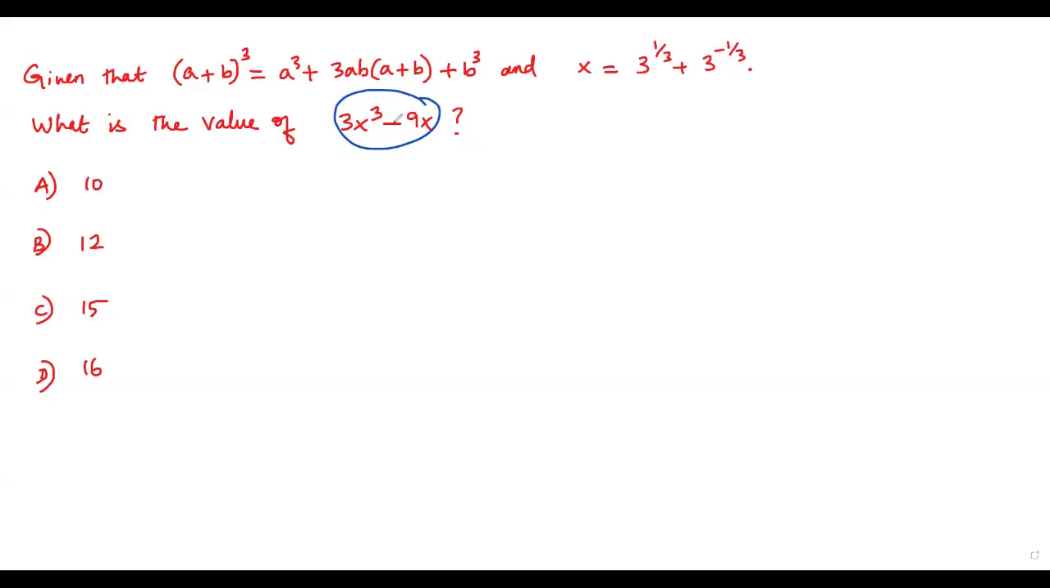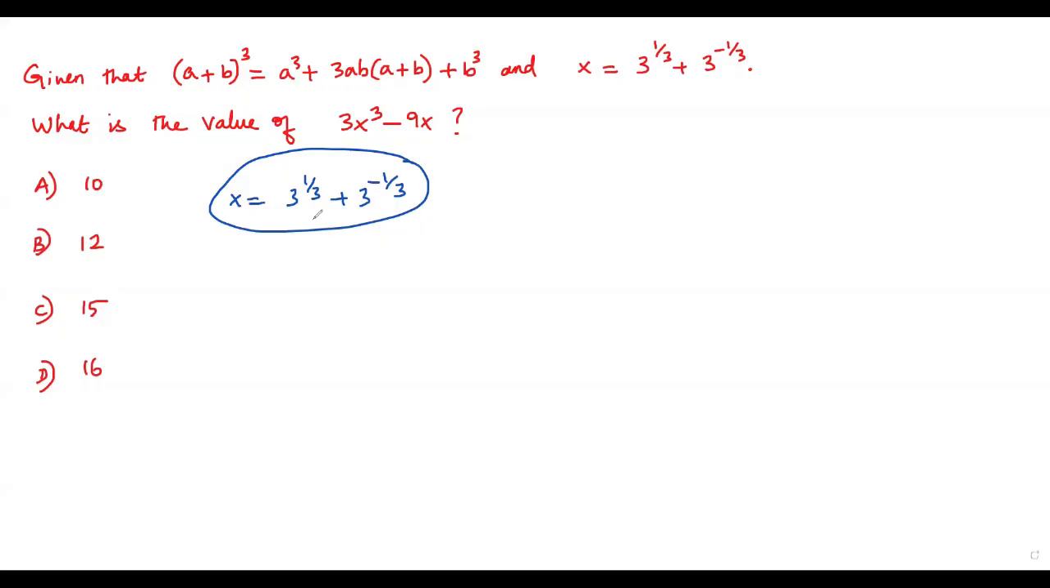When you look at the expression over here, we have exponent 3 for x, that is, we have x cube. Now we can get the value of x cube from this equation by taking exponent 3 on both sides. That is x = 3^(1/3) + 3^(-1/3). Since we have exponent 3 for x in the expression, I'm going to raise both sides of this equation to the power of 3. Then I'm getting x^3 = (3^(1/3) + 3^(-1/3))^3.